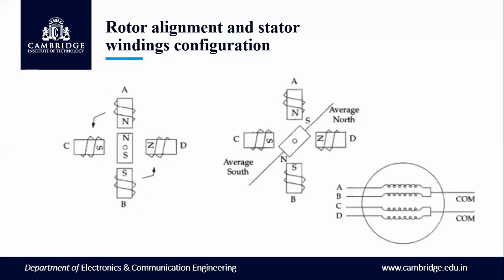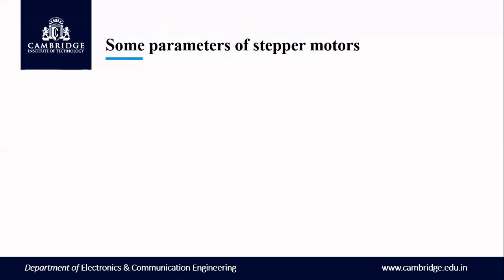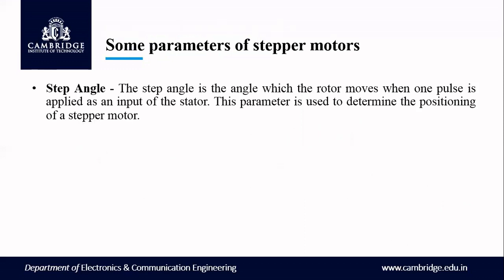Let us see this in detail, and we need to know how exactly these windings are connected internally. In this winding configuration, A and B are connected with a common ground, and C and D windings are connected with a common ground. This is what we call the stator winding configuration. Let us see some parameters we use in the stepper motor. The first one is the step angle.